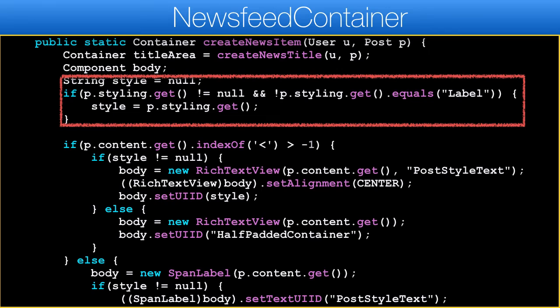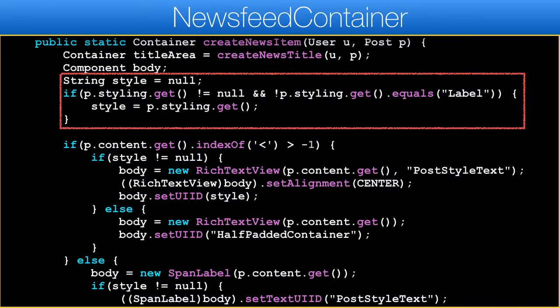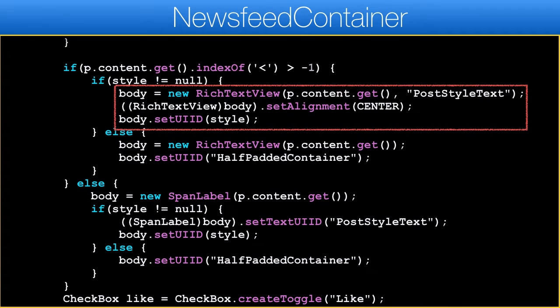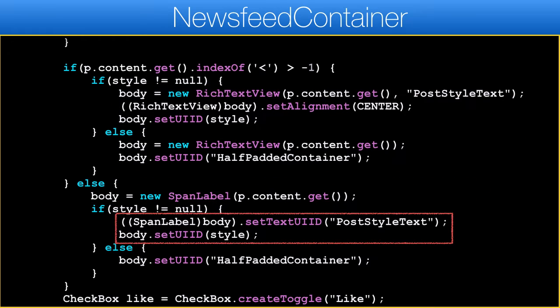There is, however, one additional enhancement I added to the create news item method to support the styled posts, which up until now were ignored. I save the result of the if statement here to make the following code shorter and simpler. Rich text view now accepts a UI ID for the content. I'll go into that code soon. The body is given the background style UI ID. The same is true for the span label version of the code.